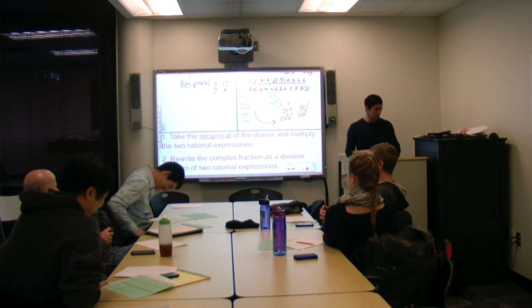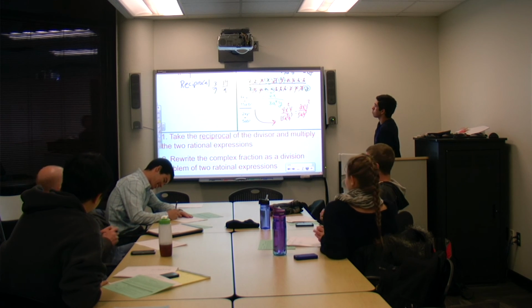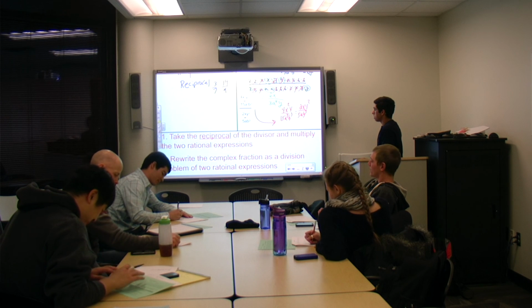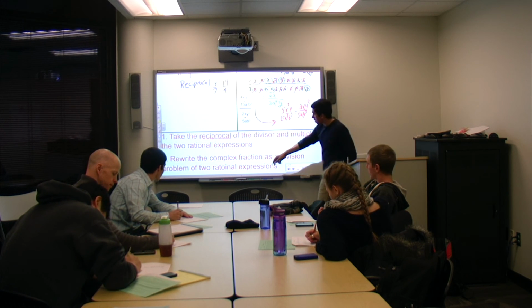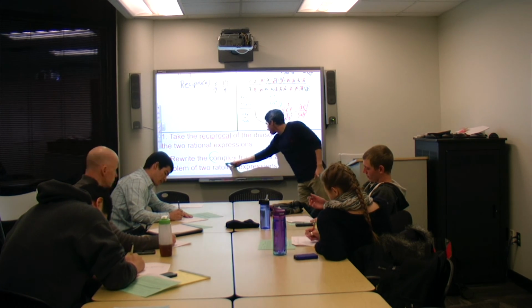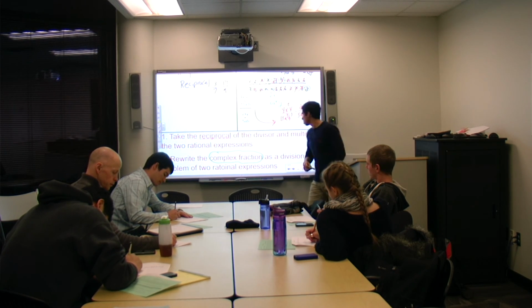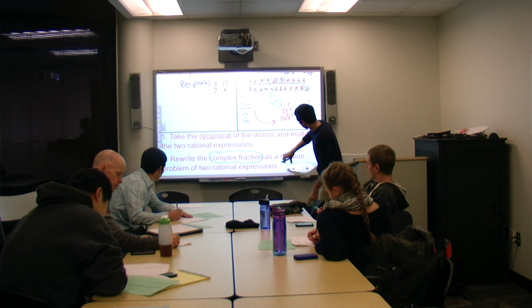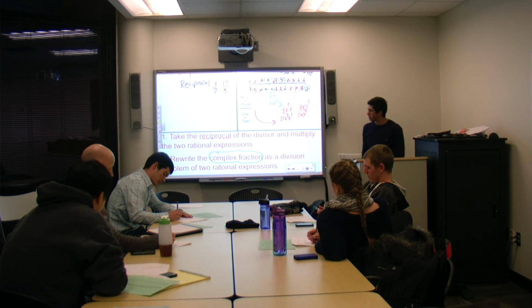And we have our steps that we need to do to solve these division problems. We're taking the reciprocal of the divisor and multiplying the rational expressions together. And if we encounter a complex fraction, we're just going to rewrite that as a division problem of two rational expressions. I should put Jeremy's method right here.